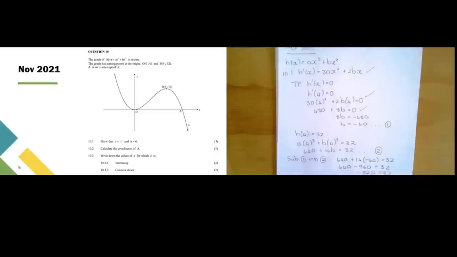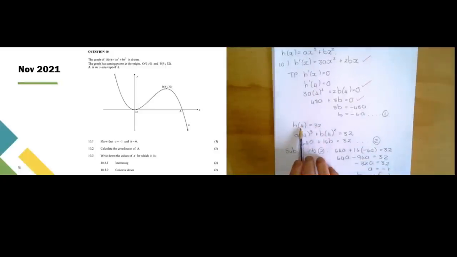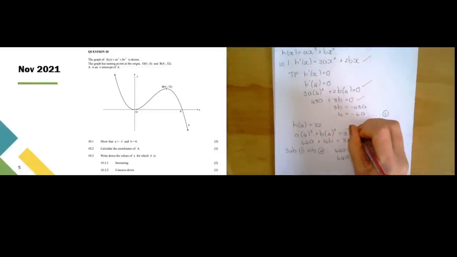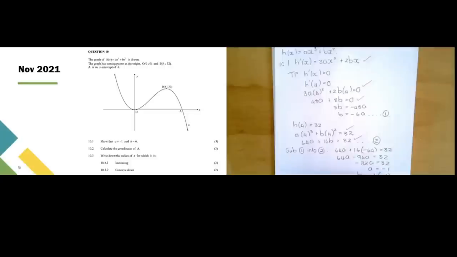The next mark went for knowing that if you substituted 4 into the original one, you should get an answer of 32. And then for multiplying that out. And those are our 5 marks.